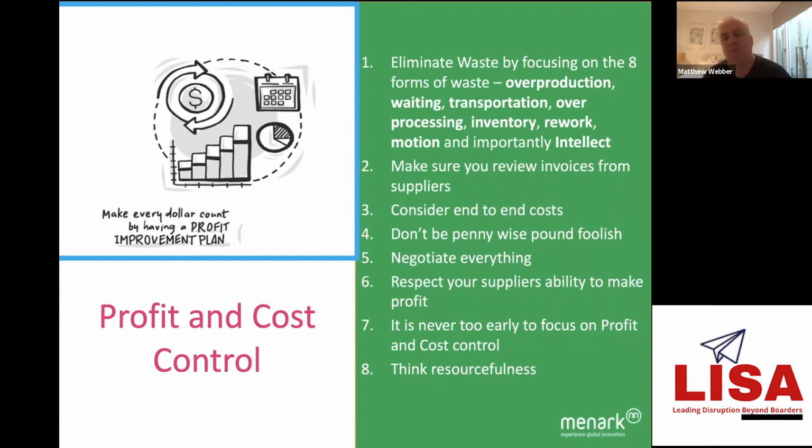You need to be careful not to be penny wise and pound foolish. This is probably counterintuitive to what I was just saying about being very careful about your costs, but you can do silly things. I know this is not at an MVP stage, but I guess it can be likened to it.